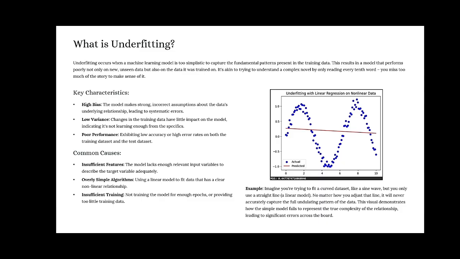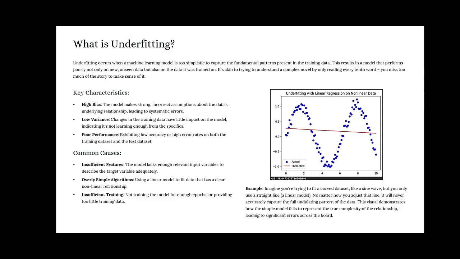So what is underfitting? Let's start with the first problem, underfitting. Underfitting occurs when a model is too simplistic to capture the fundamental pattern in the data. This means it performs poorly not only on new data but also on the data it was trained on. The key characteristics of underfit models are high bias, which means the model makes strong incorrect assumptions about the data; low variance, which means it's not sensitive to the training data, so changing the data a bit won't impact the model much; and poor performance, with low accuracy on both the training and test data sets. The common causes of underfitting are insufficient features, an overly simplified algorithm, and insufficient training.